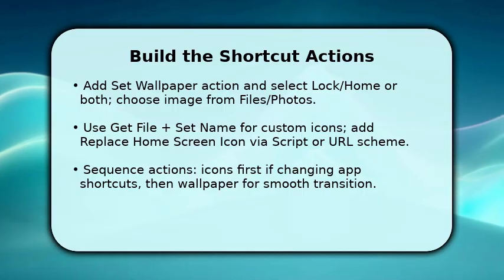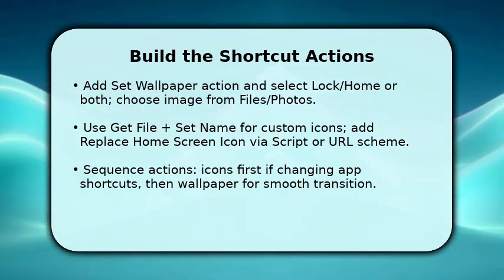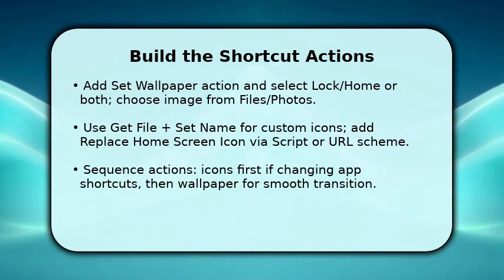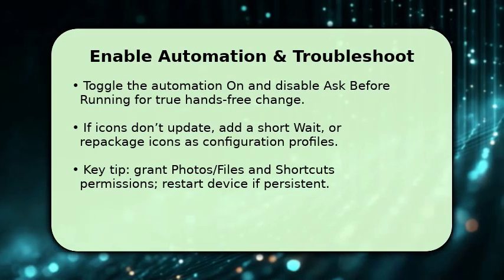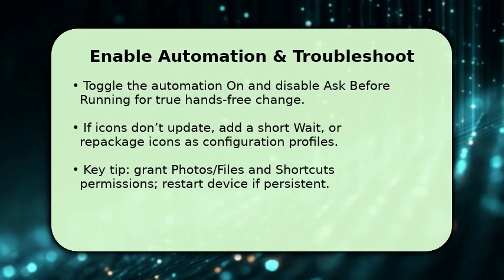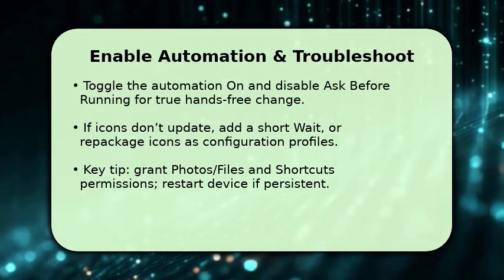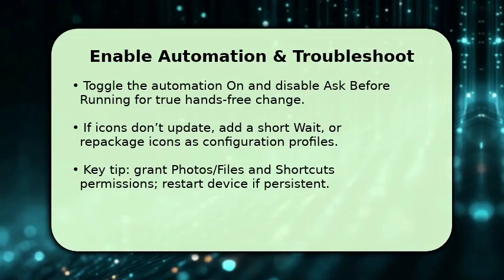Test the sequence inside Shortcuts to confirm each step executes in order. Finish by enabling the automation and disabling Ask Before Running so focus triggers make changes without prompts. Once enabled, flip your focus to test. The shortcut should change icons then wallpaper.